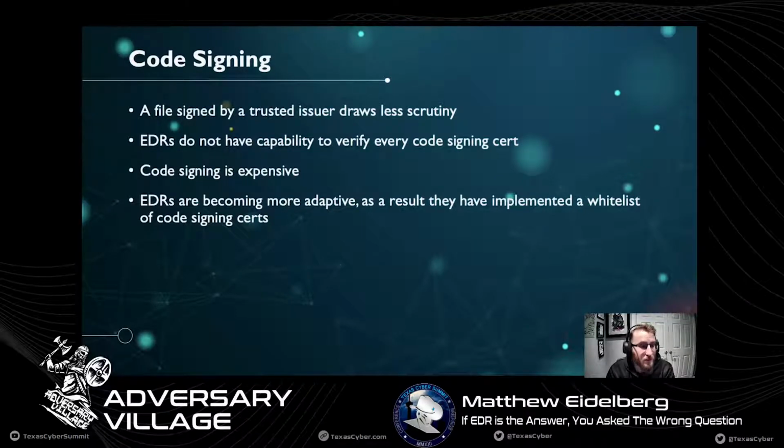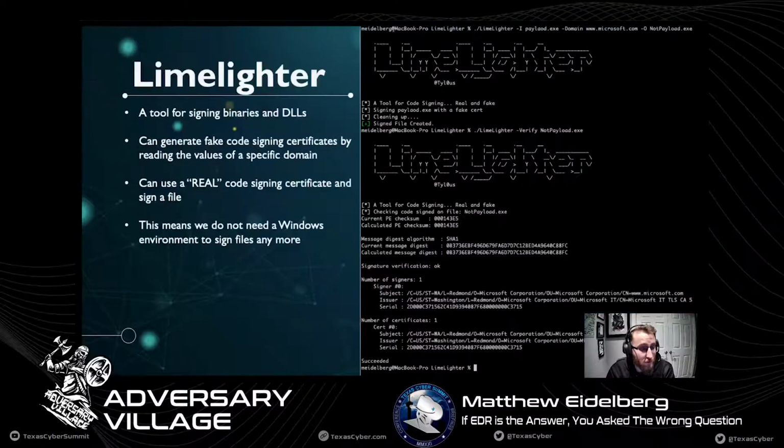This is where we can take advantage, using a tool called Limelighter. This is a tool for signing binaries and DLLs. It generates fake certificates based on a specified domain. So if you punch in, in this case, Microsoft.com, it will go and grab the attributes, pull them down, and create a code signing cert. Now, we know that this is not Microsoft's legitimate code signing cert, but it has enough values in it that it would trick many types of anti-malware controls.